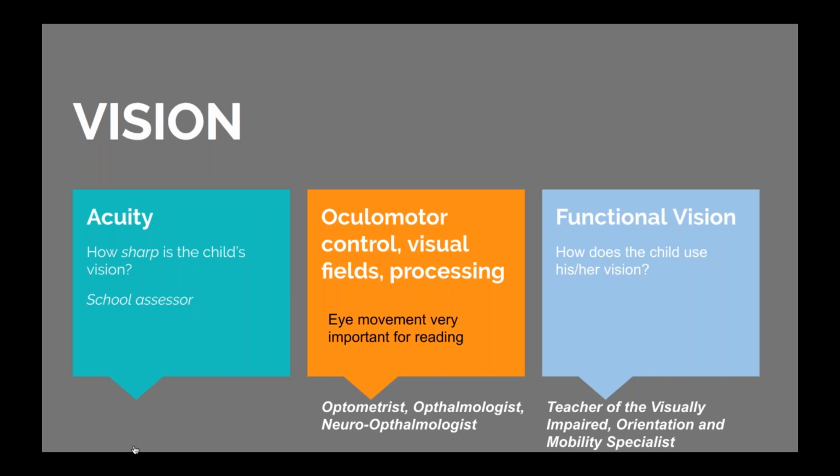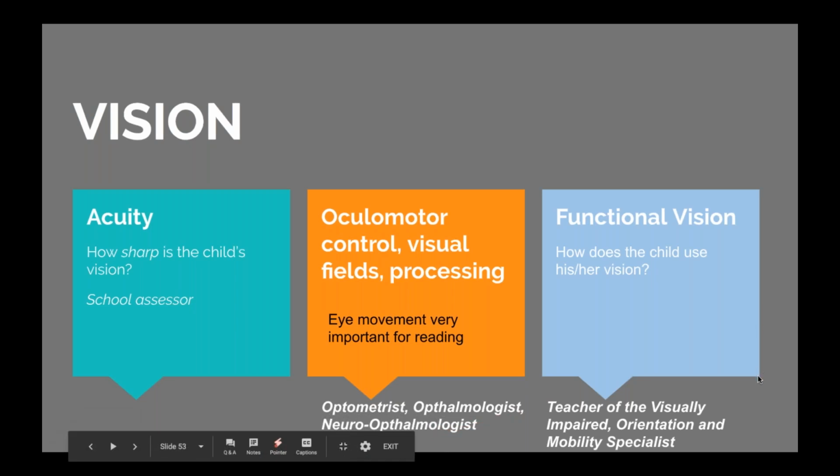Eye movements, ocular motor control, are tremendously important for reading. Your eyes move really fast from word to word before your brain picks up on that word. If you have poor ocular motor control, you're going to have trouble with reading. So again, really important to understand the child's ocular motor control.